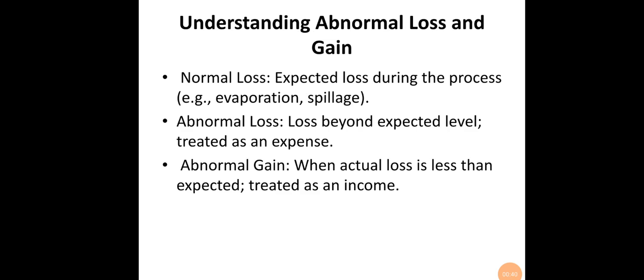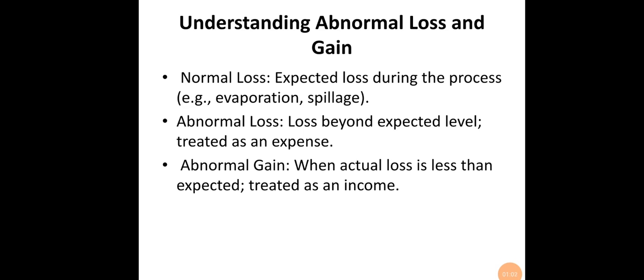So, let us understand abnormal loss and abnormal gain. First of all, let's look at normal loss. Normal loss is the expected loss during the process. Example: evaporation, spillage. It's a loss that we expect during the production process.